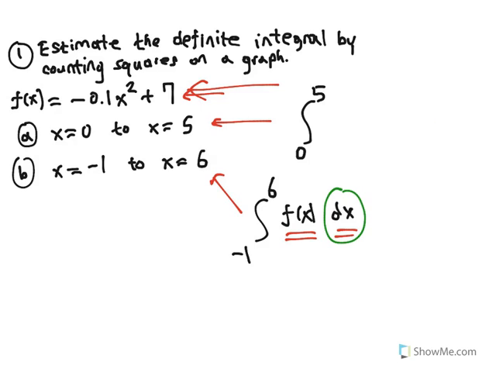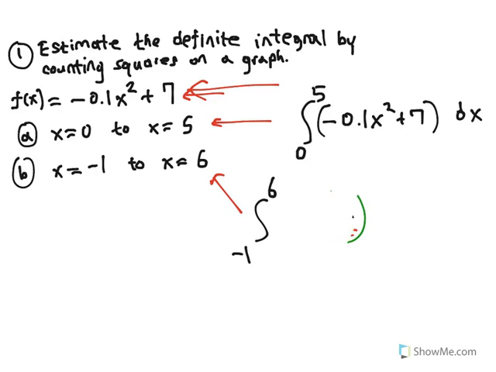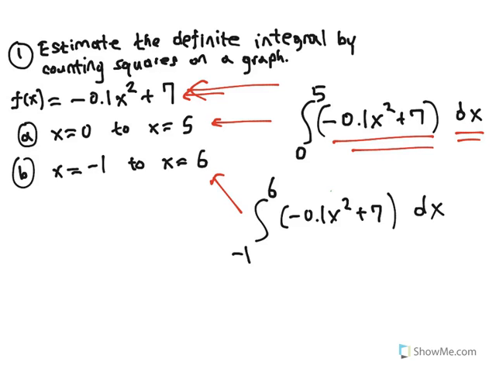What is f of x in number 1? Negative 0.1 x squared plus 7. So put that in parentheses, and then I have dx. So now, again, I can replace f of x with what I know f of x to be. Negative 0.1 x squared plus 7 and dx. So how do I approximate each of these definite integrals? We go back to the problem with the airplane. We understand that the definite integral represents area under the graph of the integrand above the horizontal axis between the lower and the upper limits of integration for x.